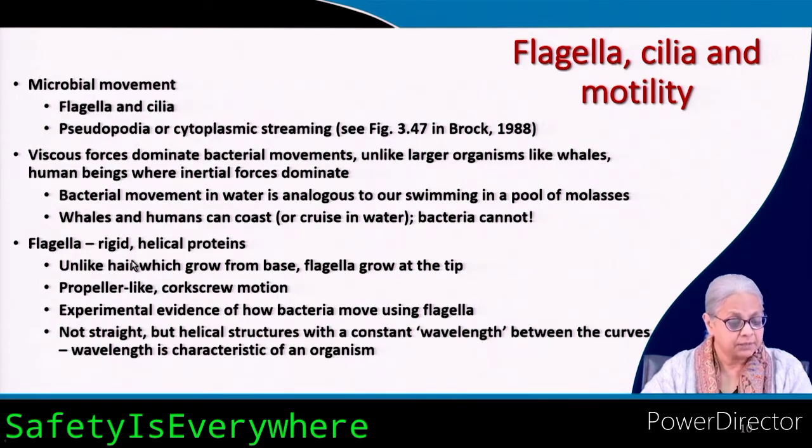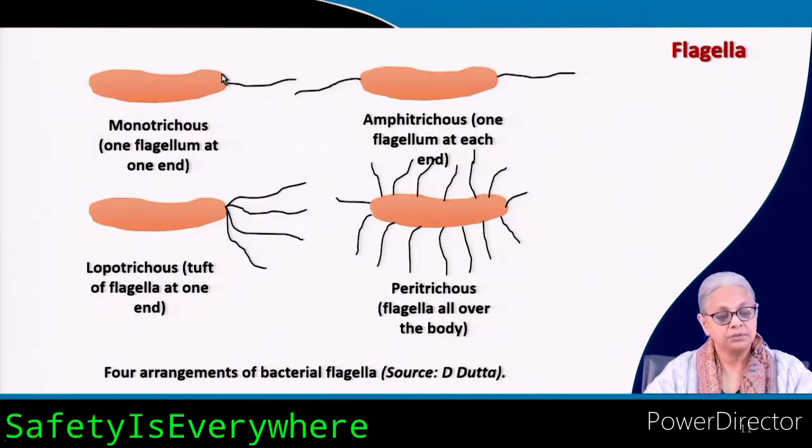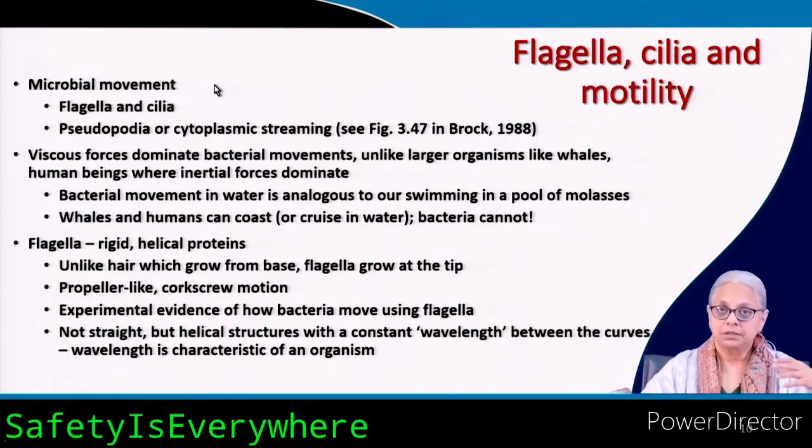Let's start with flagella. Flagella are rigid helical proteins. Unlike hair, which grows from the base, as you know our own hair grows from the base, not from the tip, flagella grow at the tip, even though they look like hairy appendages. Let me show you. This is a bacterial cell which has a flagella attached to its surface, to the cell wall, and unlike hair, it grows at the tip.